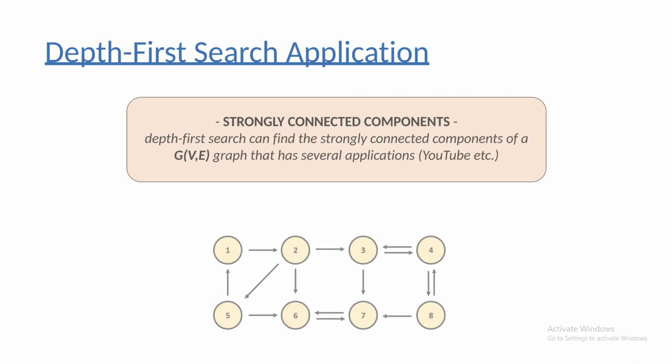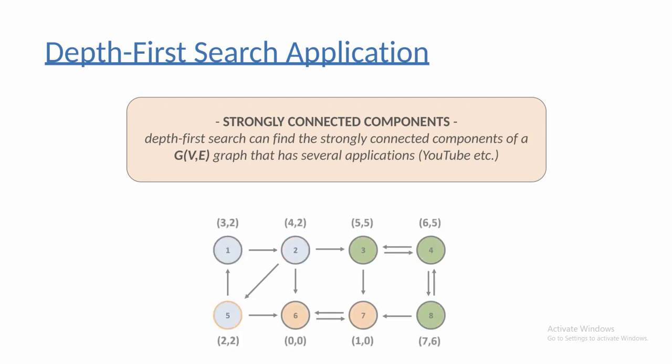Okay, so the next application has something to do with strongly connected components. With the help of depth first search and topological ordering, we can find strongly connected components of a graph that has several applications again. For example, we can state that the items within a strongly connected component are quite similar to each other. So for example, this is how we can suggest similar videos to users on YouTube.